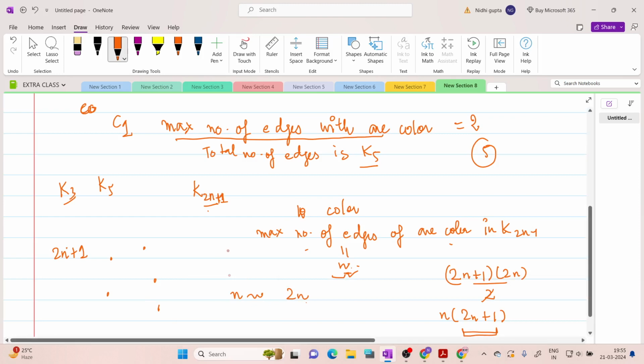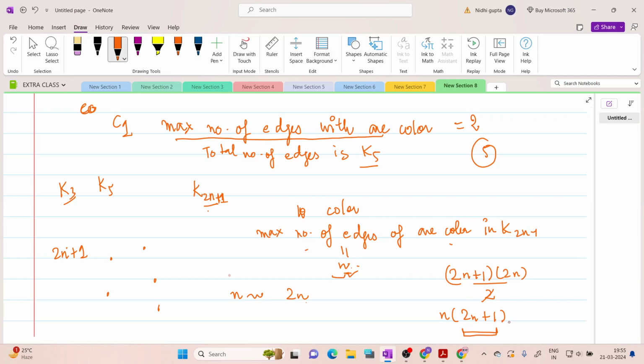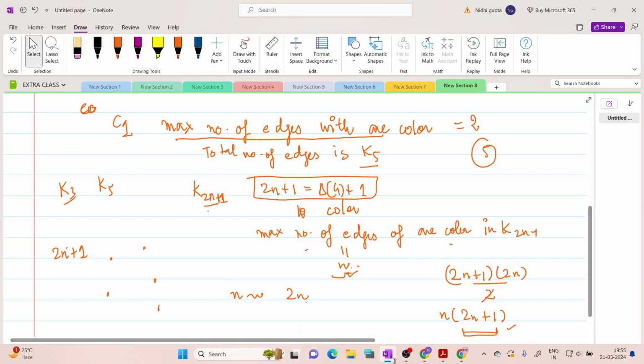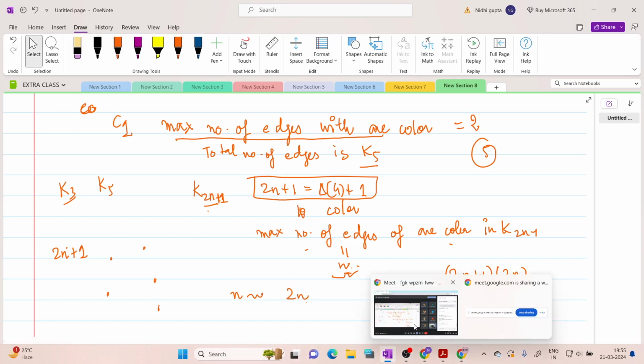One color can be used to color at most n edges, but we have n into 2n plus 1 edges. So therefore we need at least 2n plus 1 colors. And since 2n plus 1 is equal to delta G plus 1, that is the maximum bound that we have. Therefore, we see that the chromatic index for K2n plus 1 is also 2n plus 1.